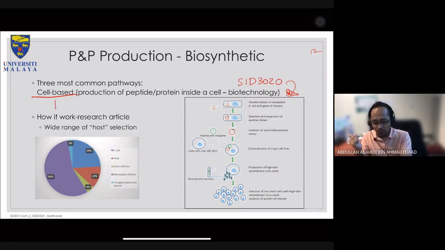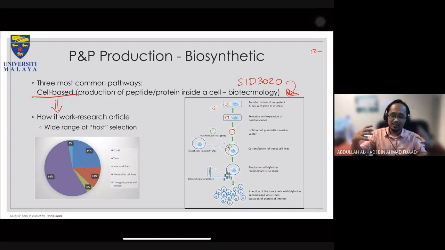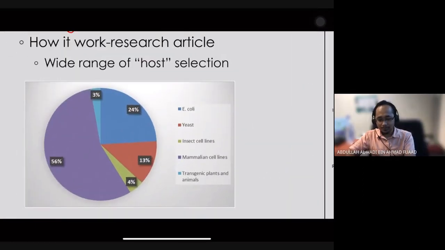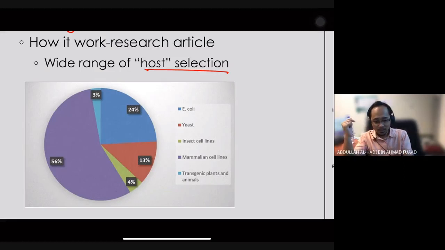Right. So for cell-based, there are still huge considerations, and one of them is host selection. When we're talking about cells, it can be a human cell, a bacterial cell, a yeast cell, eukaryote cells, or a plant cell. Even plant cells can be categorized in here. Or insect cells. So there are multiple options that you can choose from to produce peptides or proteins of interest.